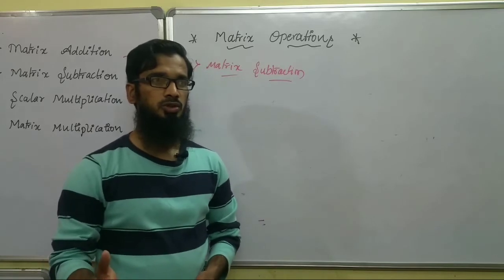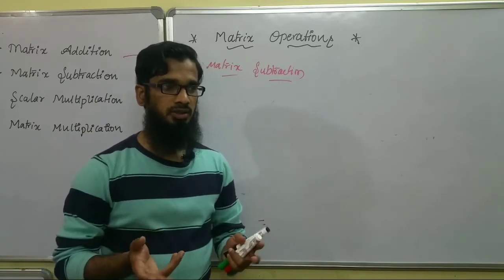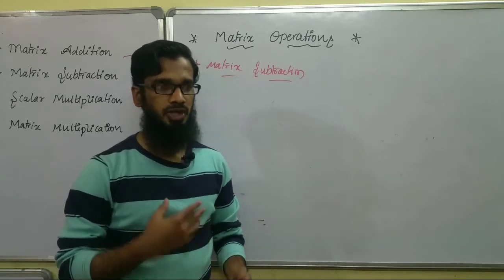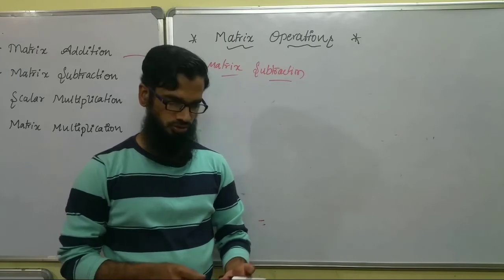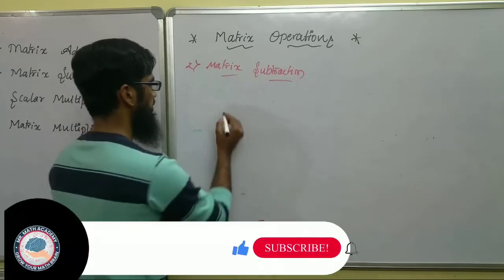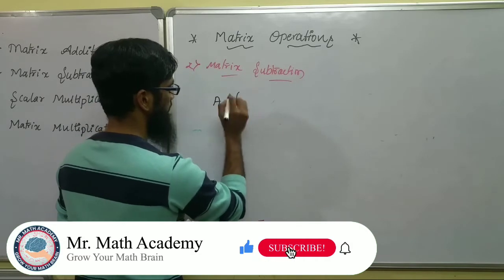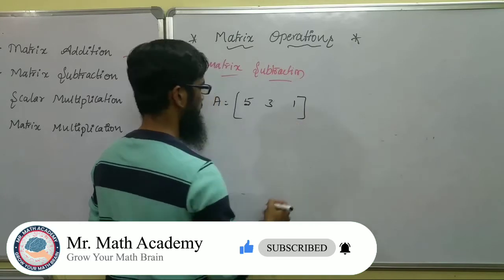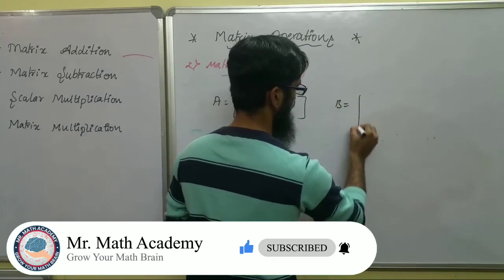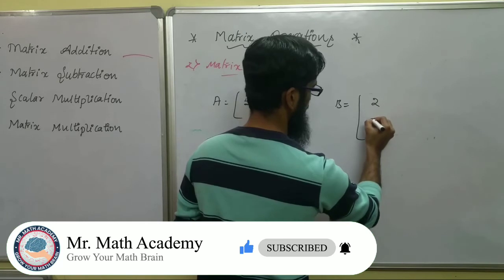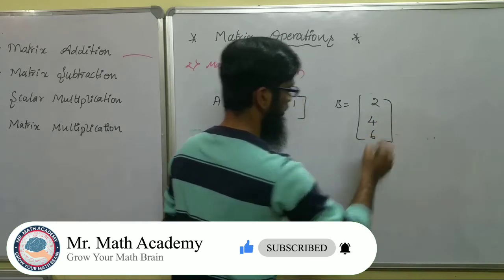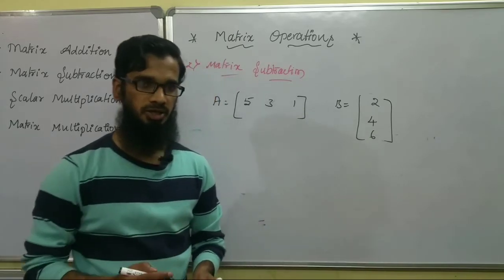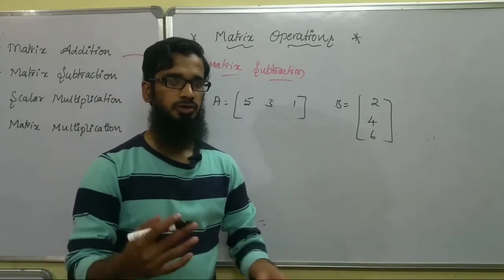The second thing is we need to add or subtract the corresponding elements of matrix 1 and matrix 2. Then we have to do the simplification so that we can get the final matrix. Now I'll consider, suppose matrix A is equal to 5 3 1. Similarly, I'll take matrix B is equal to 2 4 6. First we'll write the order of matrix A and the order of matrix B. If it is the same, then we'll go for the solution.